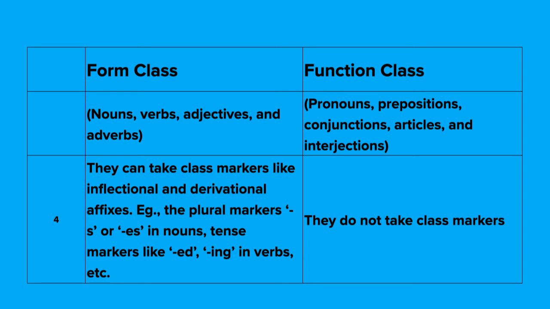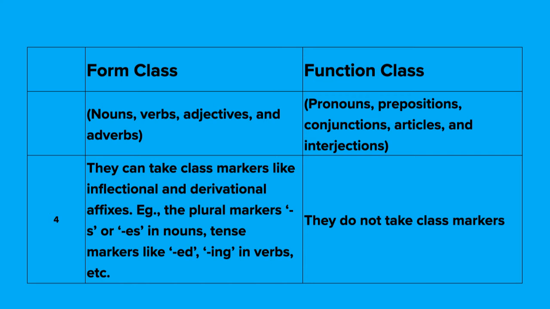So if a word has s at the end or es at the end, and it is a noun, it is showing plural. If a word has s at the end and it is a verb, it is showing the present tense singular, third person present tense singular.